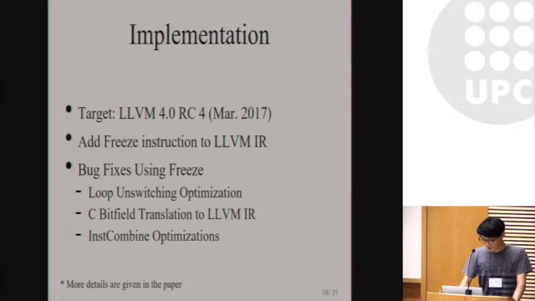As I have shown you before, we froze the loop unswitching bug. Besides this, we also fixed our other problems with translation of C bit field to LLVM IR and several inst-combine optimizations. You can find more details in the paper. Of course, there might be more undefined behavior-related bugs in other optimizations that we have not looked into. However, we believe that our approach is flexible enough to fix all those bugs.